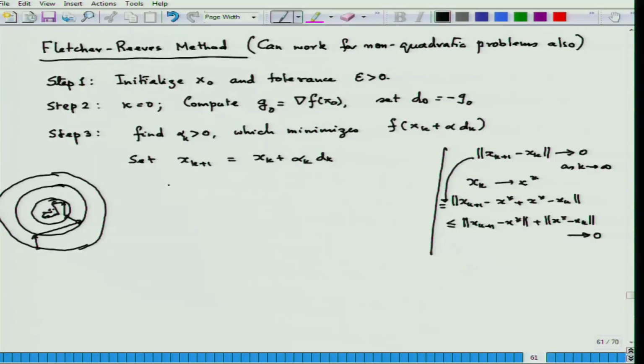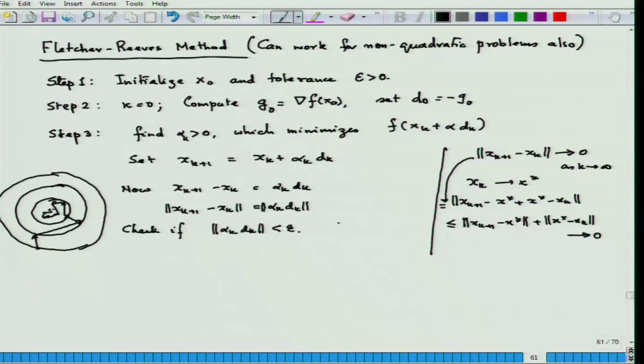So, what I do now: x k plus 1 minus x k is equal to alpha k d k, and the norm of x k plus 1 minus x k is the norm of alpha k d k. So, you really do not have to bother about x k plus 1 at first, you just take alpha k d k and check if the norm of alpha k d k is strictly less than epsilon.